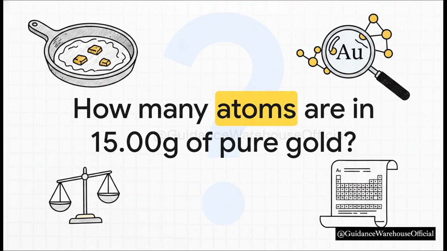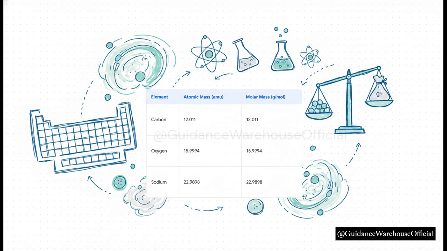Okay, quick retention check. Let's see if we've got this. Imagine a prospector panning in a river who gets super lucky and finds 15 grams of pure gold. How many actual gold atoms is that? Well, to figure this out using our counting by weighing trick, we need to know how heavy 1 mole of gold is. And luckily for us, we have the ultimate cheat sheet. That cheat sheet is the periodic table.